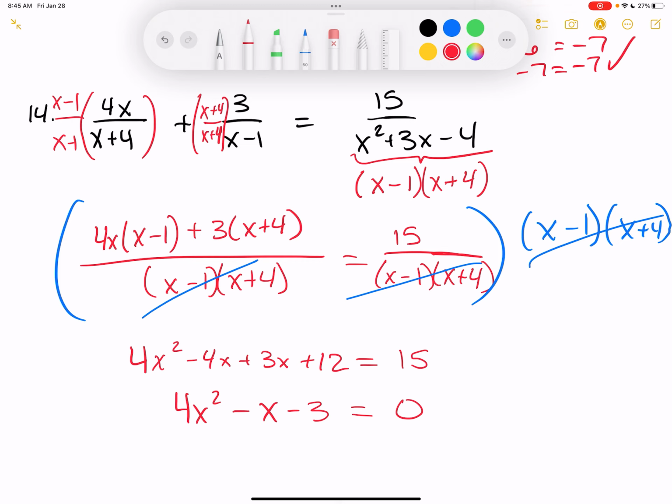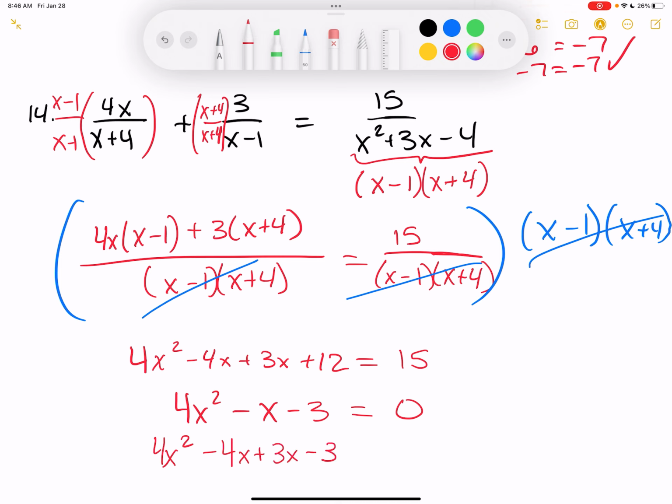So 12 minus 15 is negative 3. Now you factor this part. Can you? Yeah, 4 and 3. So it'd be like 4, 3, minus 4, x plus 3, x minus 3.